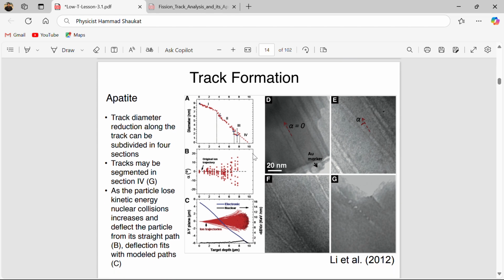So the track formation, first of all, apatite, as we saw before this slide.